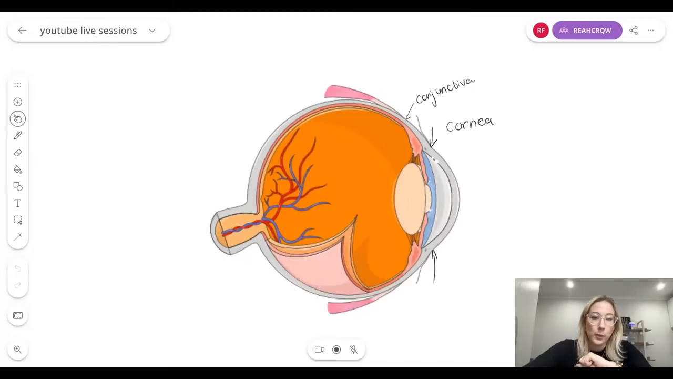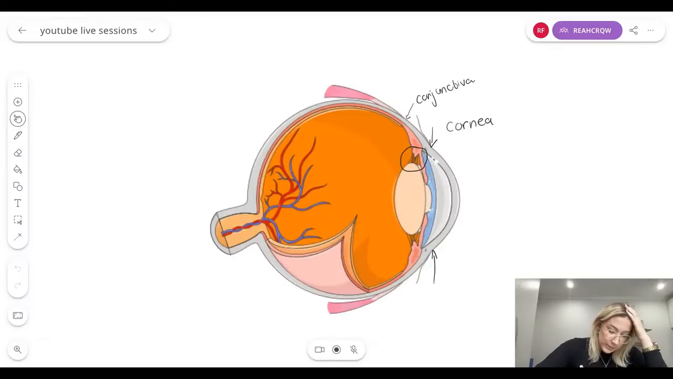Another mistake that we make a lot is we cannot tell the difference between these structures suspending the lens. And I think it's because you confuse suspensory ligaments with the radial muscles, and then you confuse the ciliary body with the circular muscles, and there's just a lot of confusion there. Let's just make sure we understand what's what, okay?